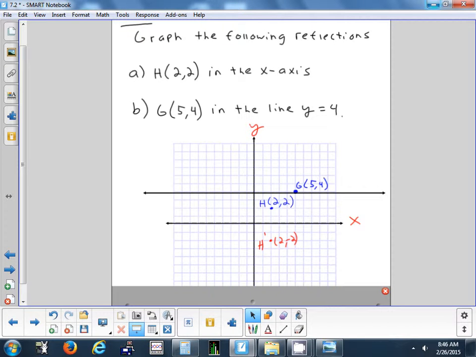Now you're reflecting the point G over that line. What's going to happen when you reflect that? Right, it's right on the line of reflection. So that is G prime. It doesn't move. Okay, any question on that? Two reflections.